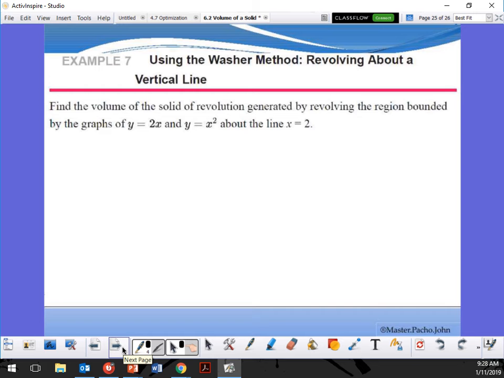Alright, so this one right here. Same thing, but now this one's washer method, revolving around a vertical line. So vertical, what does vertical mean? It goes up and down. Okay, so find the volume of a solid, revolved on the same thing. So now, same function again. So I don't have to go through and redo the whole thing over again. That means it's the same right here.